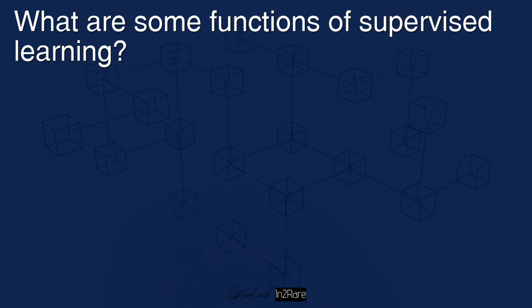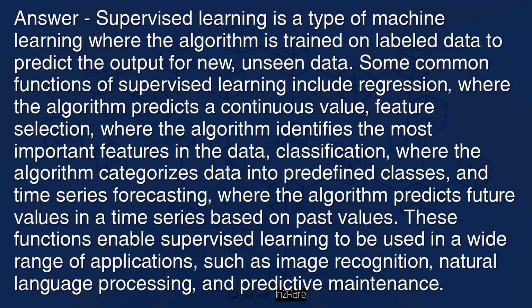What are some functions of supervised learning? Answer. Supervised learning is a type of machine learning where the algorithm is trained on labeled data to predict the output for new, unseen data. Some common functions of supervised learning include regression, where the algorithm predicts a continuous value, feature selection, where the algorithm identifies the most important features in the data, classification, where the algorithm categorizes data into predefined classes, and time series forecasting, where the algorithm predicts future values in a time series based on past values.